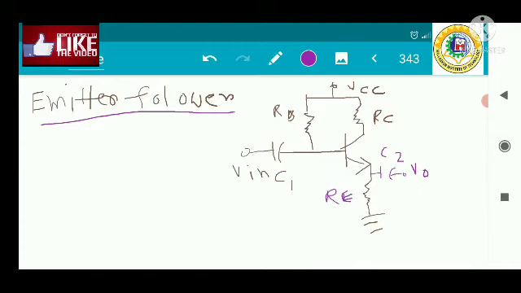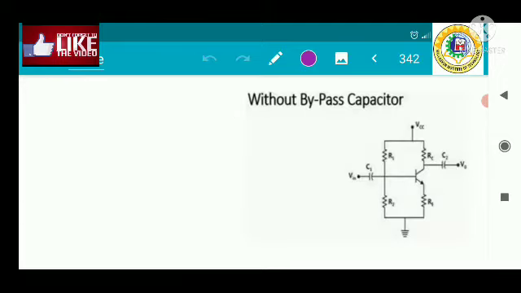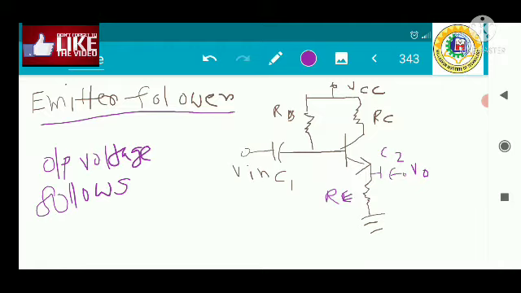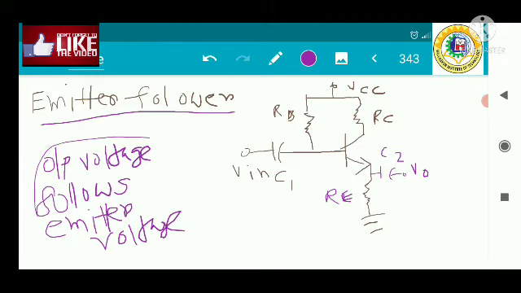Previously, whenever we drew the circuit in other configurations, we were generally taking the output from the collector terminal, but here we are taking the output from the emitter terminal. So the output voltage follows the emitter voltage. That's why it is called the emitter follower circuit. That's why the name has been given as emitter follower circuit. So this is your circuit.